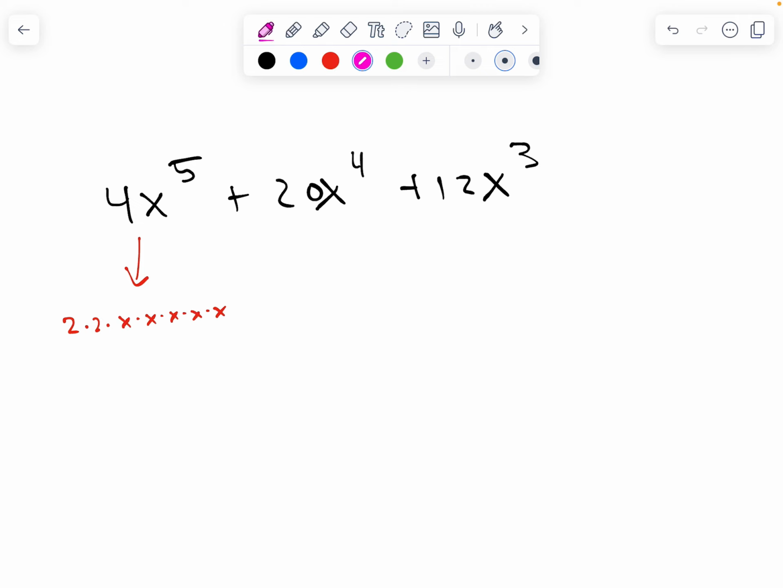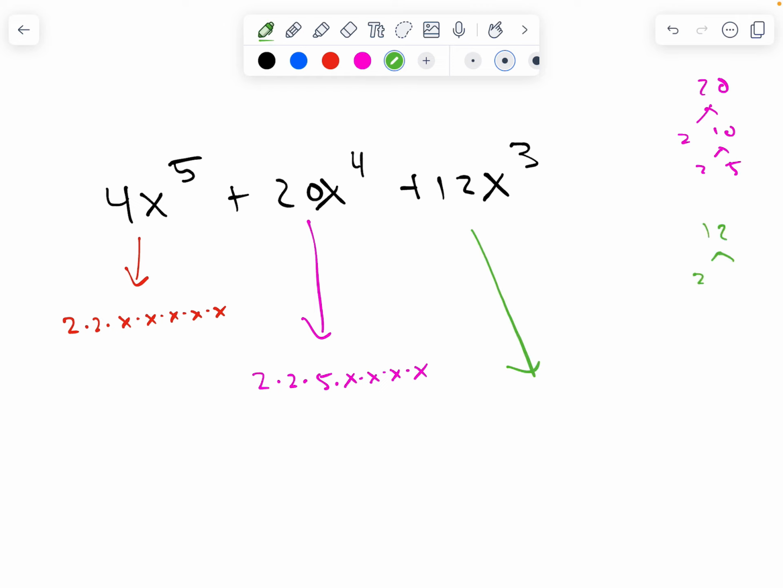Now 20x to the 4th. What's 20? Let's do this off to the side. 20, if we break it down, is the same thing as 2 times 10, and that's 2 and 5. So 20 is 2 times 2 times 5, x times x times x times x. And then 12, if we break down 12, 12 is 2 times 6, and that's 2 and 3. So 12 is 2 times 2 times 3 times x times x times x.